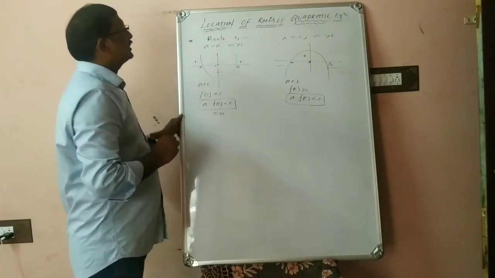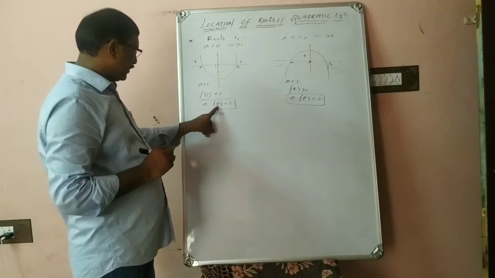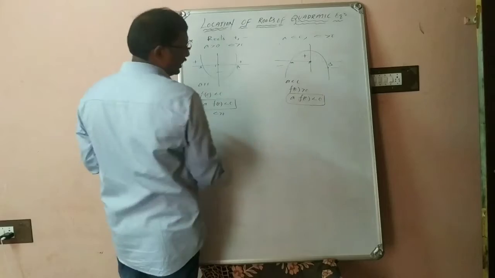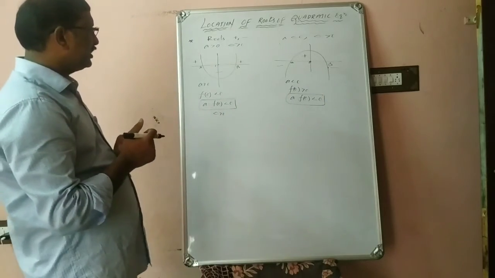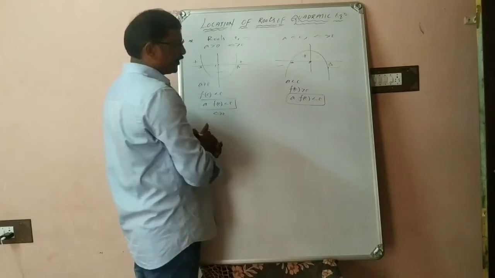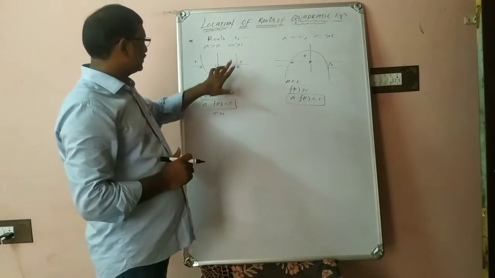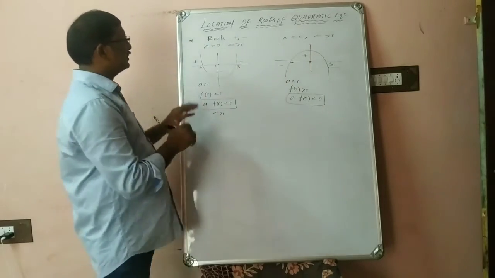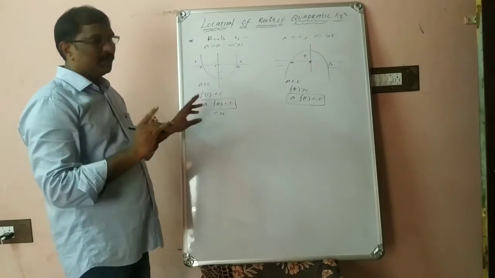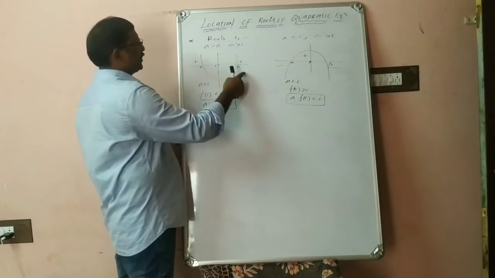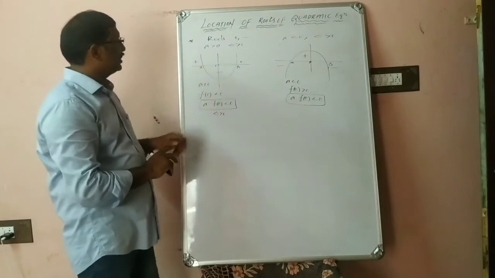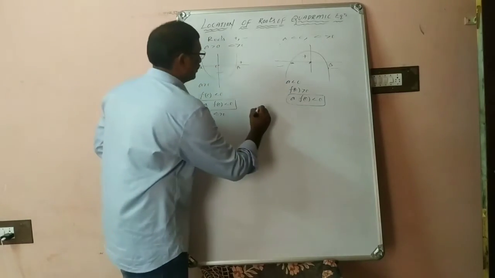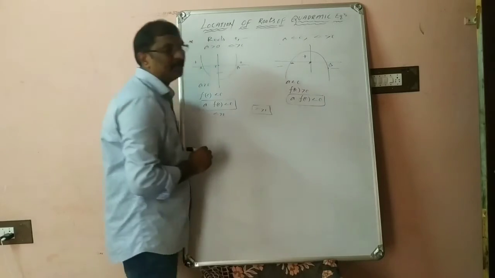In both the cases, what can we conclude? That A into f of 0 is negative and delta is greater than 0, and here also delta is greater than 0. Delta equal to 0 is not possible because one root is positive, one is negative. So we only need to check delta greater than 0 for the positive and negative cases. Of the two roots, one of them is positive, one of them is negative. A into f of 0 is negative in both, and the delta is only greater than 0. This is the conclusion.